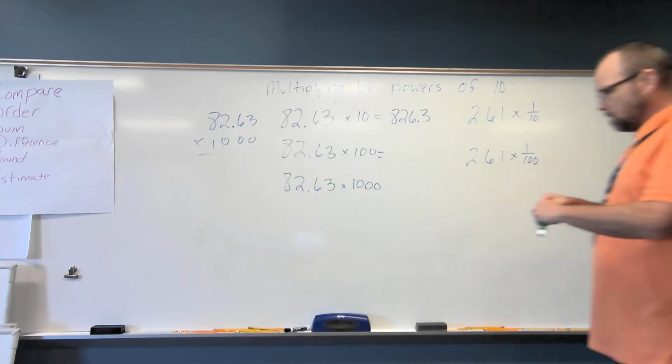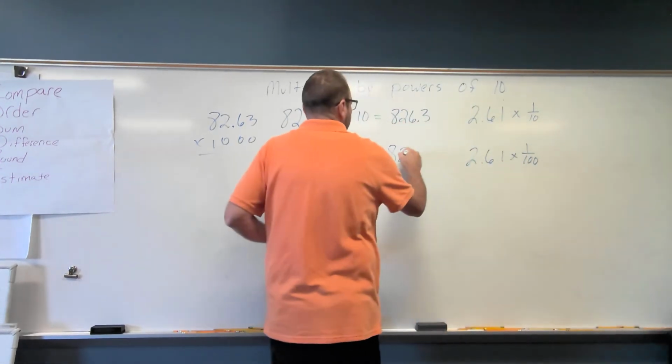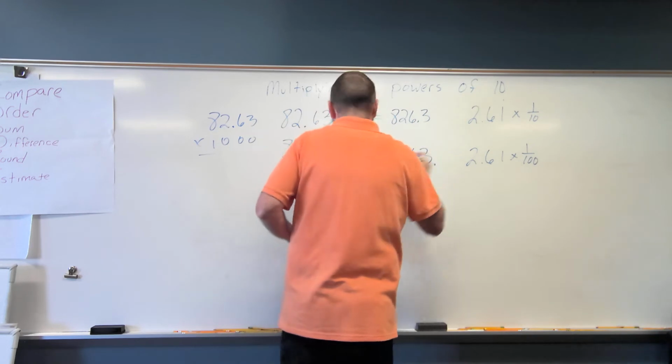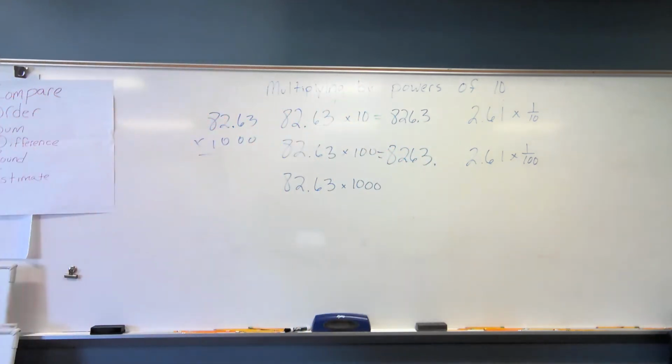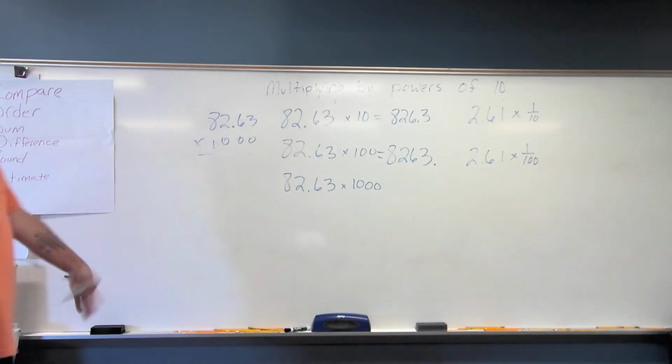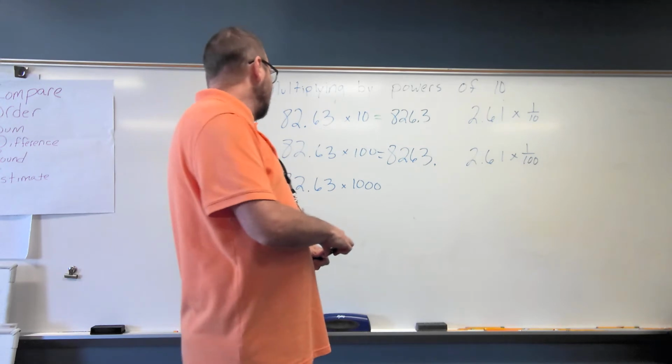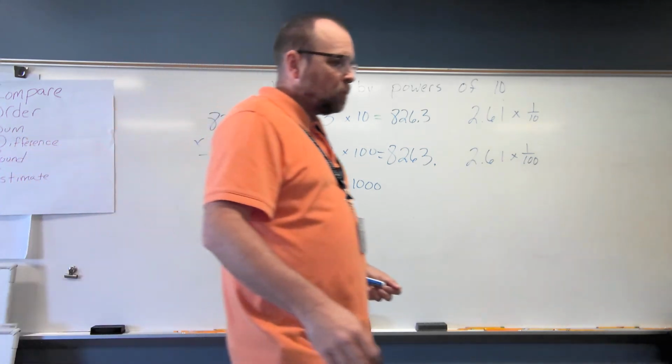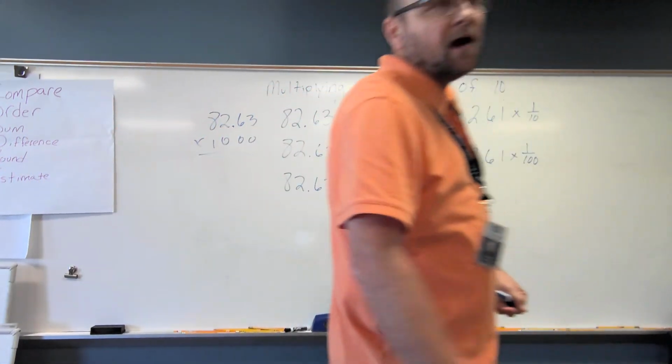8,263. Good. All I'm doing is moving my decimal point 2 places. And I'm making the number bigger because I'm multiplying by a number greater than 1. 82 and 63/100 multiplied by 1,000.